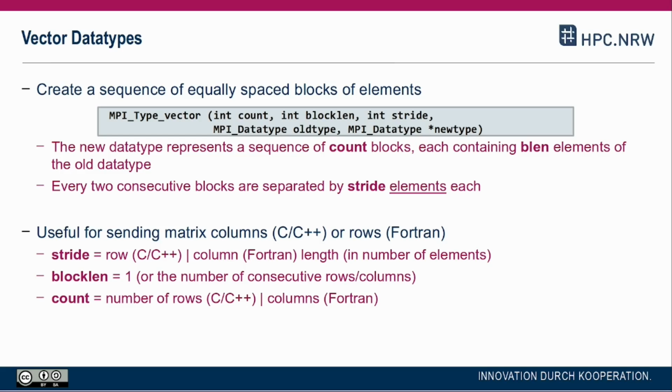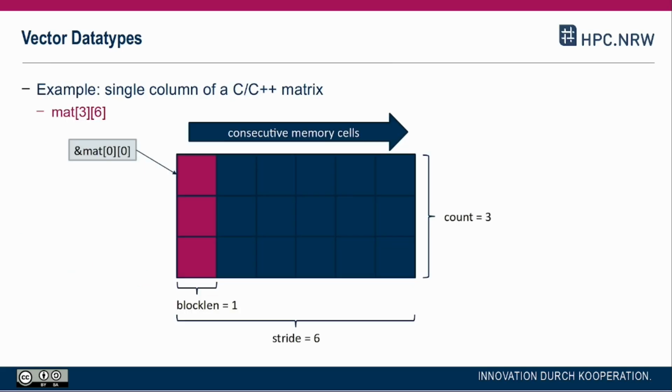Yeah, so stride in C would be the row length, or the column length in Fortran, and in number of elements of that old type. Okay, so let's look at a visual example. We have a 6 by 3 matrix. Yeah, so thinking of this means this element is actually here in terms of my memory layout, right?